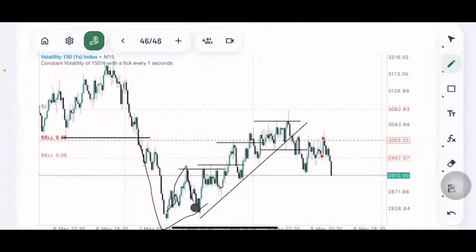It made a high, dropped, made a higher low here, and then pushed up, broke this previous high, giving us a higher high, and then came down again, making a low, and then pushed up again, made another high, and then dropped again, making another low, and just like that continued making highs.